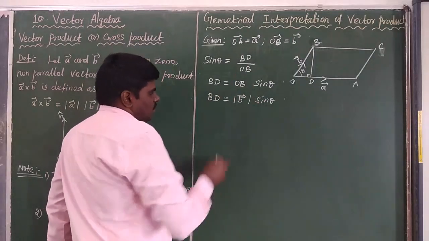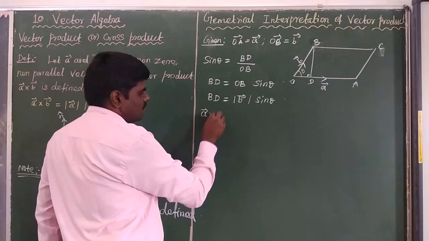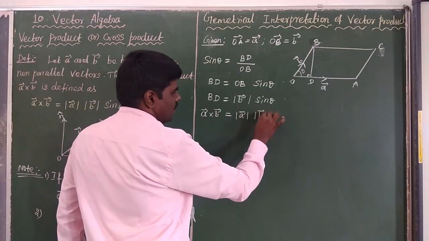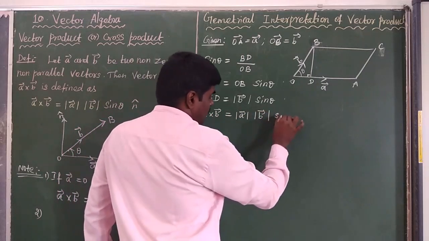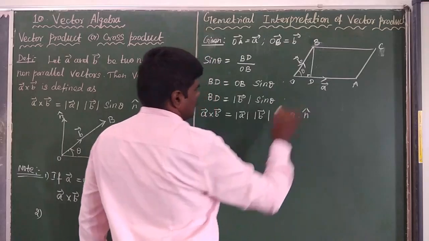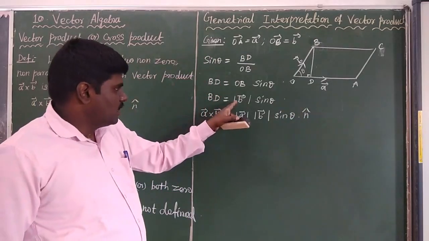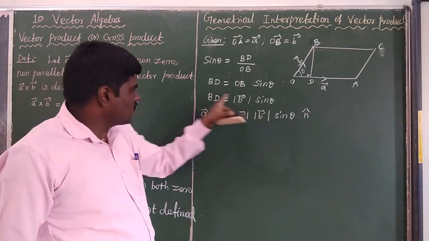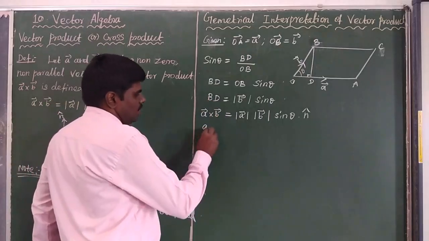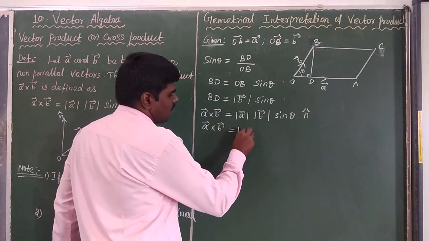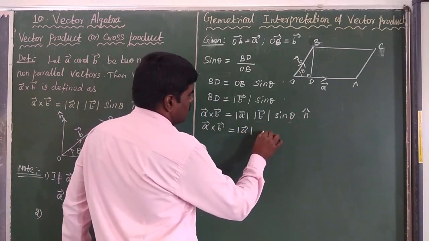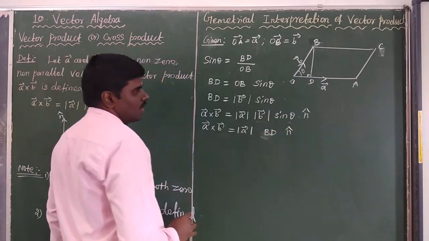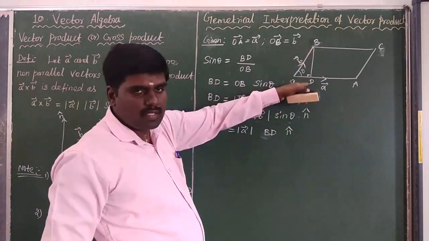Is that clear? Now, we know the definition of A vector cross B vector. What's the definition? A vector cross B vector is equal to the magnitude of A vector, magnitude of B vector, sin theta n cap. Is that clear? Now I substitute the value of BD. Here A vector cross B vector is equal to the magnitude of A vector into the remaining part. What's the meaning? BD, again with n cap. BD means the height of the parallelogram. BD is equal to the height of the parallelogram.